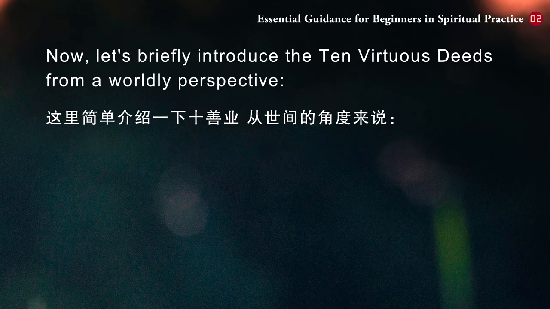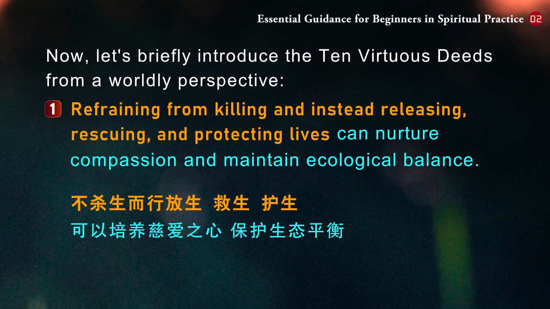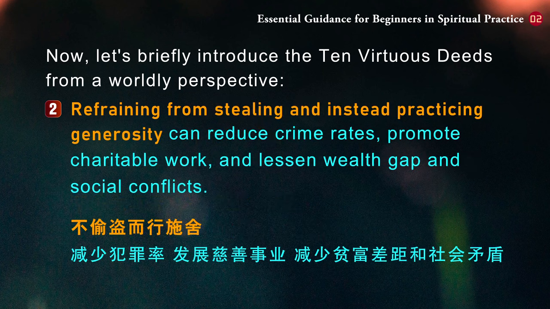Now, let's briefly introduce the 10 virtuous deeds from a worldly perspective. Number one, refraining from killing and instead releasing, rescuing, and protecting lives can nurture compassion and maintain ecological balance. Two, refraining from stealing and instead practicing generosity can reduce crime rates, promote charitable work, and lessen wealth gap and social conflicts.